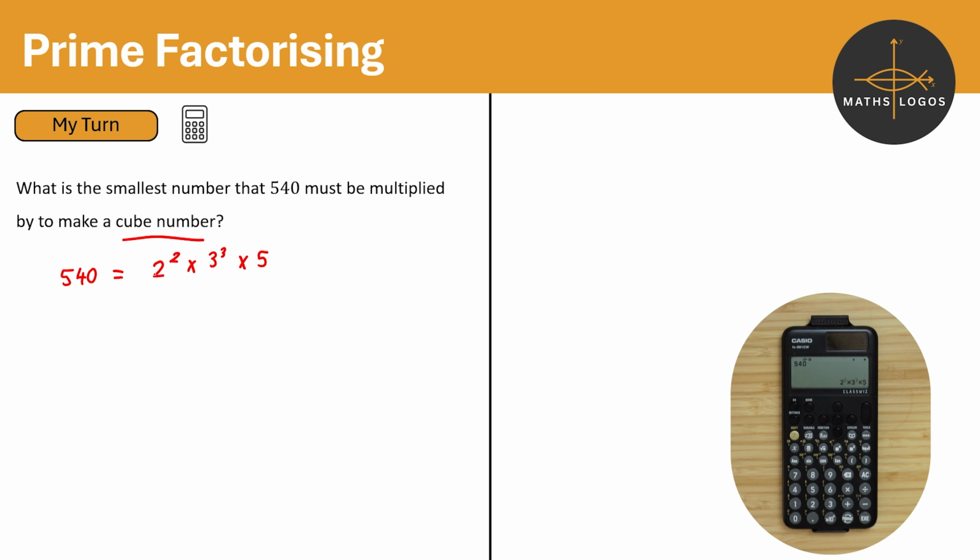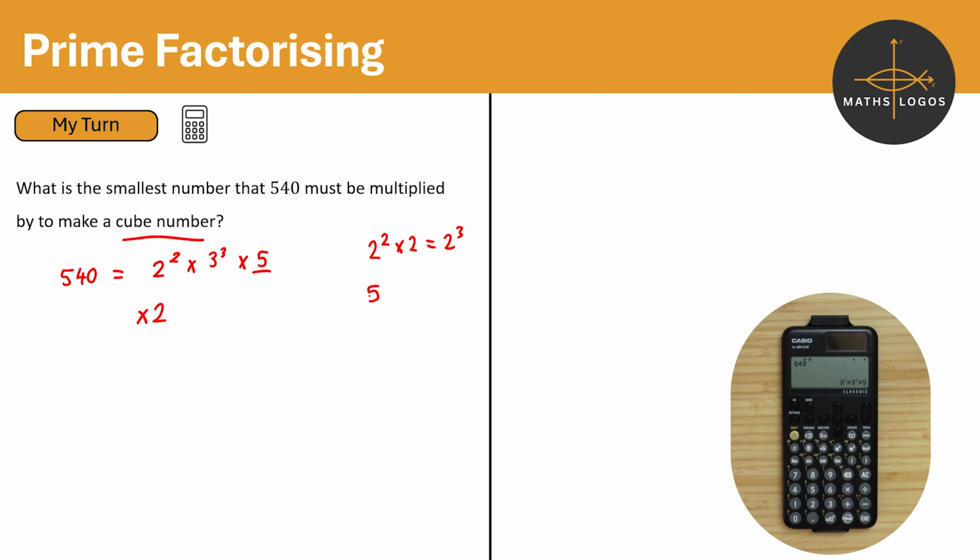So in order to turn 540 into a cube number, I'm going to need a 2 cubed here. Well, how would I do that? If I currently have 2 squared, if I multiplied it by 2, well, that would give me 2 cubed. So I know I'm going to need to multiply by 2. The 3 cubed is okay, I can leave that as it is. It's already a multiple of 3 on the index, but the 5 I need to do something with.